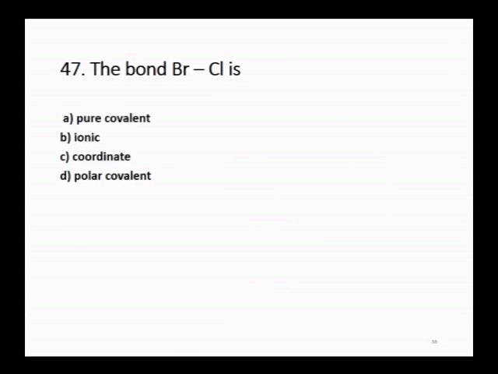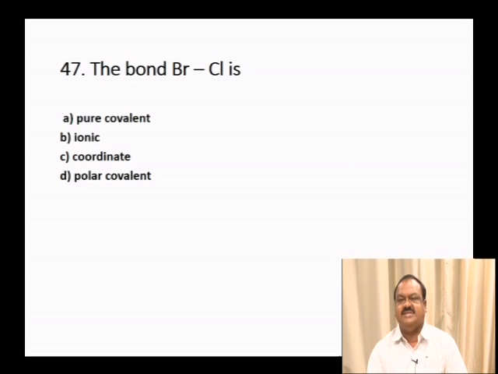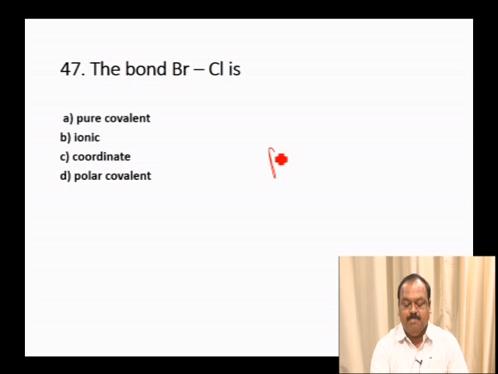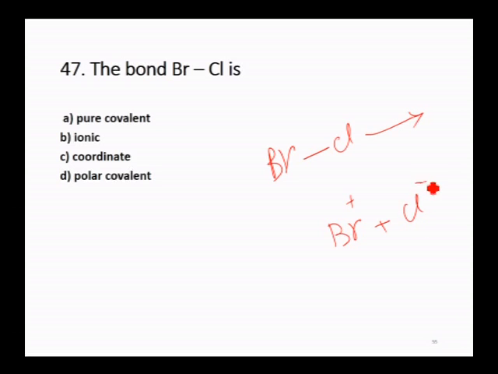Next, the bond between Br and Cl is pure covalent, ionic, coordinate, or polar covalent. When BrCl dissociates by applying energy, Br acquires a positive charge and chlorine acquires a negative charge. This indicates that the bond between Br and Cl is polar covalent because polarity is developed between the two ions. So, the suitable answer is D, polar covalent.